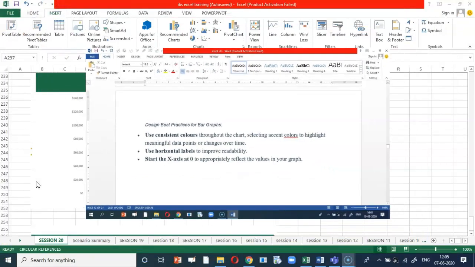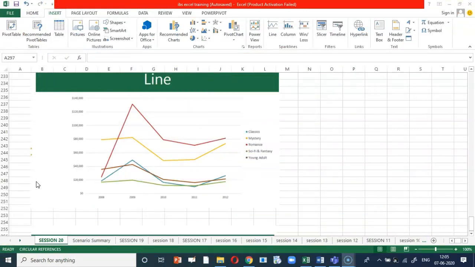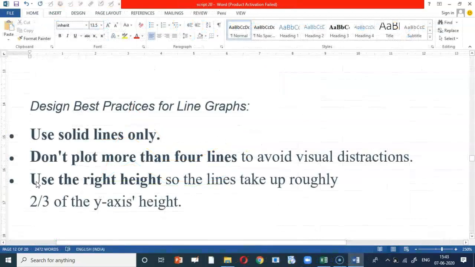We shall now discuss the line graph. Consider the line graph as given here. A line graph reveals trends or progress over time and can be used to show many different categories of data. You should use it when your chart has a continuous data set. The best design practice will be: use solid lines only. Don't plot more than 4 to 5 lines to avoid visual distraction. Use the right height so the lines take up roughly 2/3 of the y-axis height.